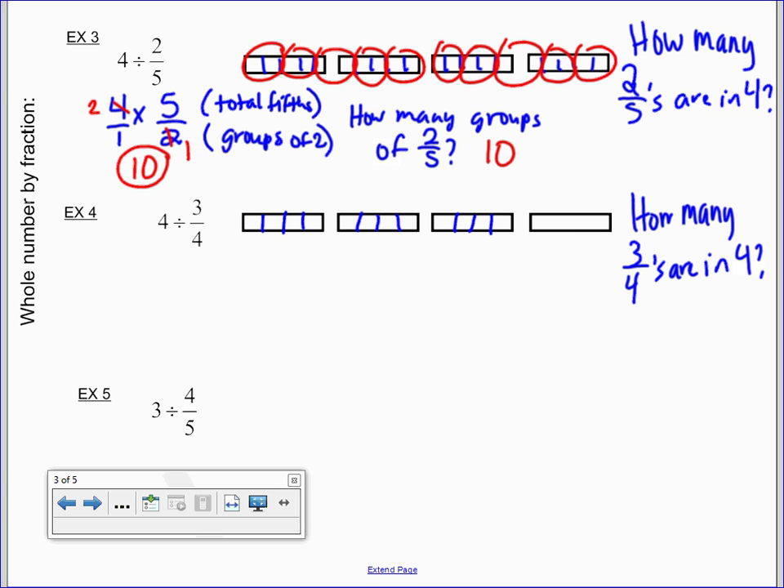And then what are we going to do next? What are we going to do next, Christopher? Circle 3/4 of all groups. Circle the groups of 3/4. Very good. There's one group.